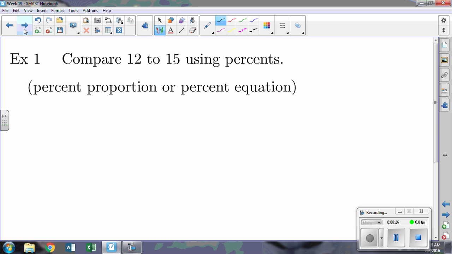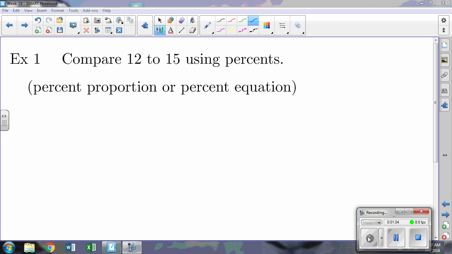First one, compare 12 to 15 using percents. Since that's fairly vague, what we'd like you to do is create a percent proportion or a percent equation and be able to say something like 12 is 50% of 15. A statement like that. Obviously, we know 12 is not 50% of 15, but we want it to have that kind of structure. Thus, how do you set that up?